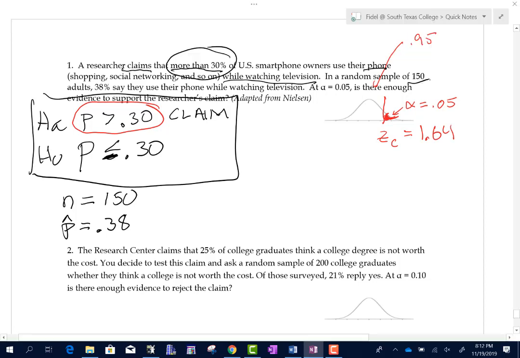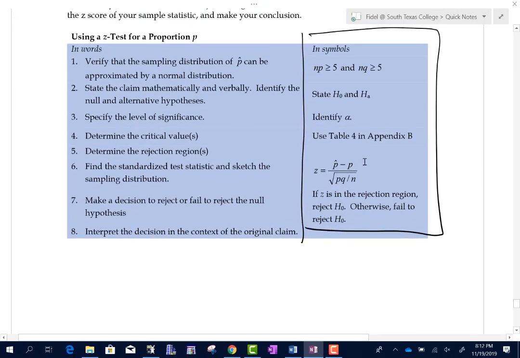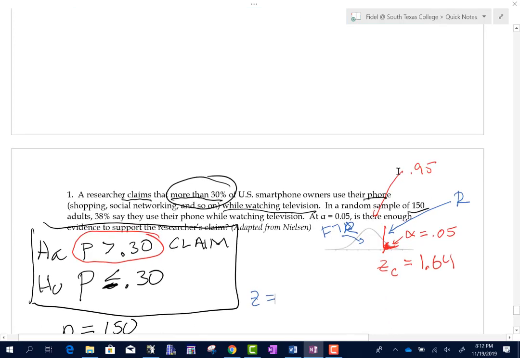Okay, so guys, now that I have that, does everybody agree that this is our rejection region and everything inside here is going to be our fail to reject region? Does that make sense? So far, so good? So what we need to do now is find our test statistic Z. I'm going to scroll back up here. This is my formula for finding my test statistic Z, so I'm going to write that down.